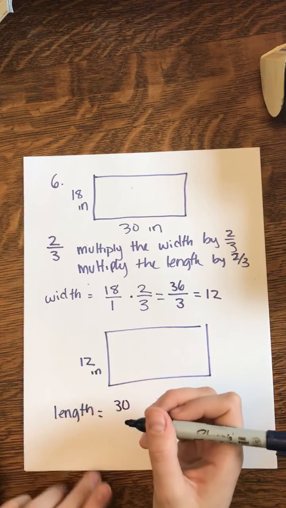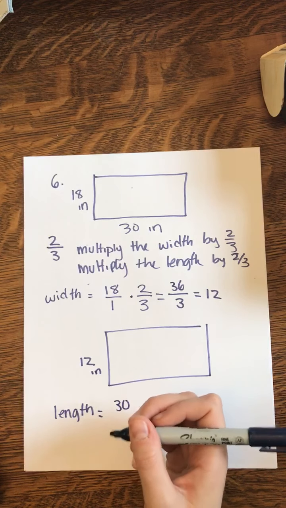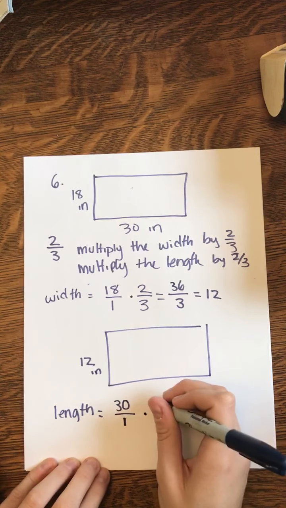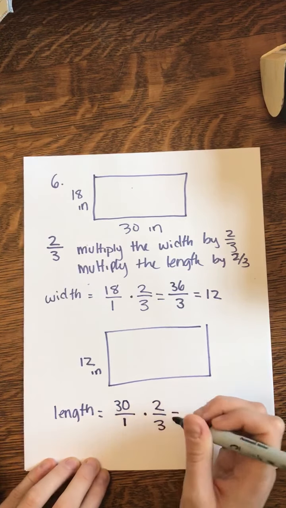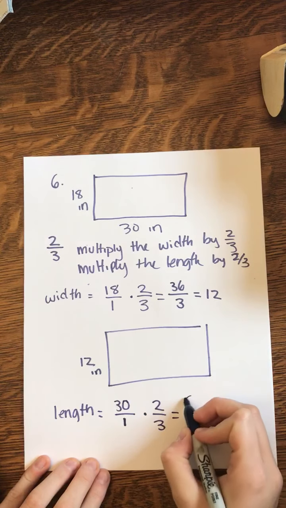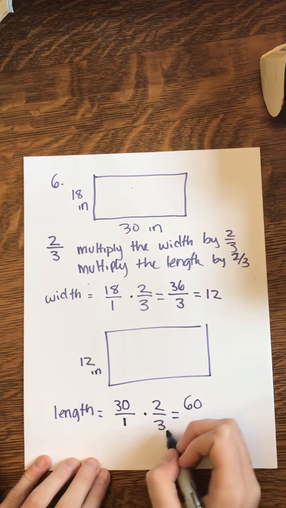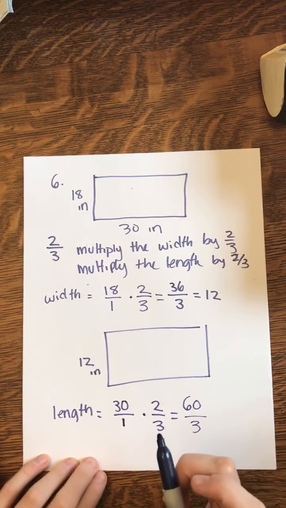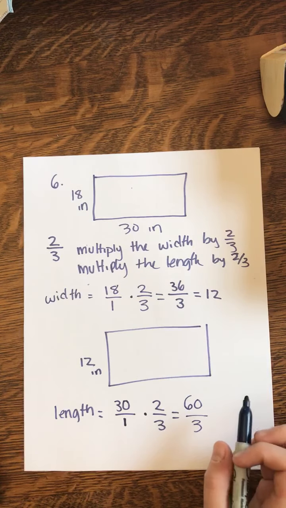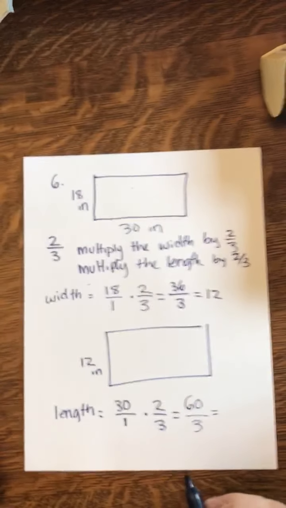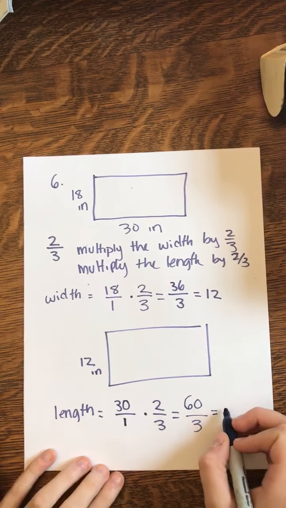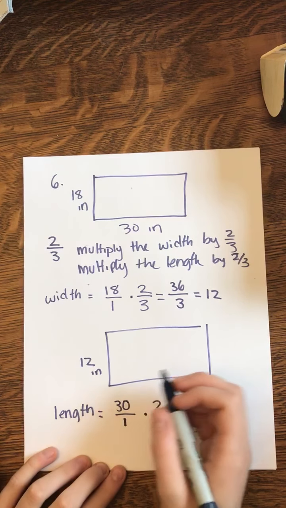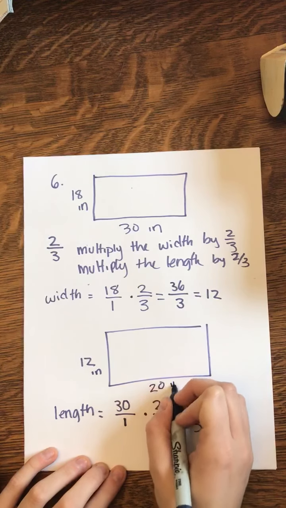30, I'm going to change 30 into a fraction by making it 30 over 1. 30 over 1 times 2/3 equals my new length. Well, 30 times 2 is 60. 1 times 3 is 3. Again, we multiply numerators and we multiply denominators. We do not need common denominators when we're multiplying fractions. Let's simplify 60 over 3. 3 goes into 60 20 times. So then my new length is 20 inches.